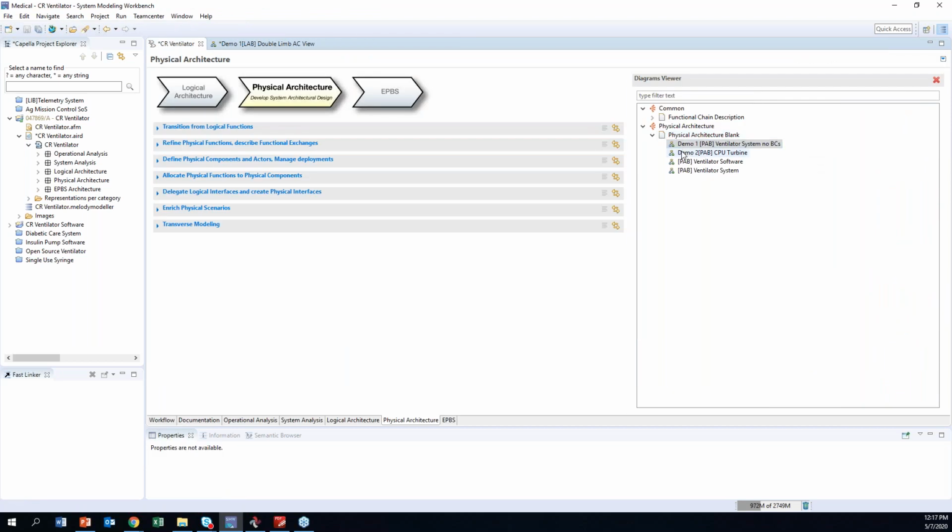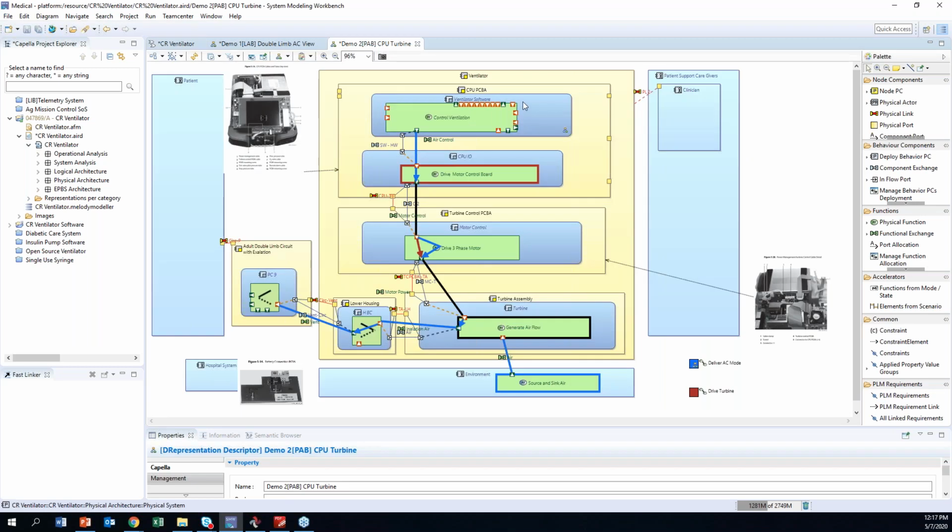I'm going to do a little bit of a deep dive into one section, where I'm going to show here's the CPU PCBA. Inside of it has some ventilator software, and this is the ventilator software function that's going to be done here. And this is the drive motor control board. So this is a CPU I/O. It's going to drive the motor control board. Here's the turbine control PCA. It's going to actually have motor control. And then the turbine is going to generate the airflow. So I'm basically deep diving into the physical and what functions are being delivered.